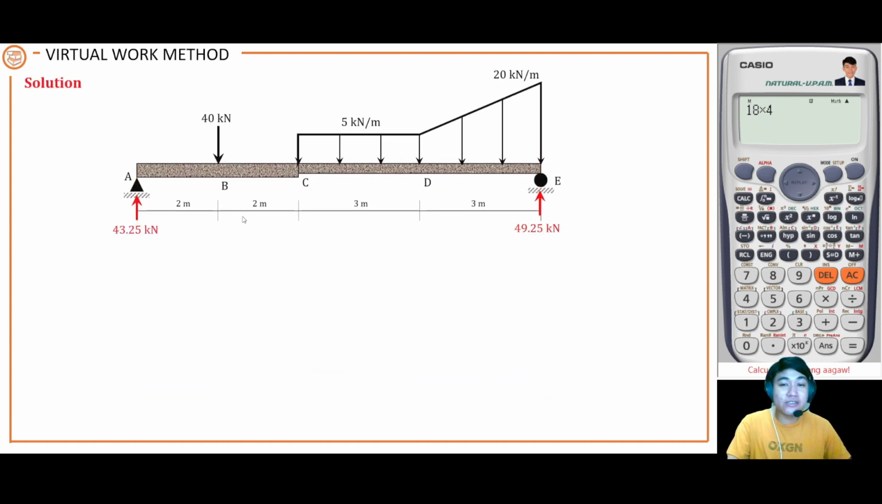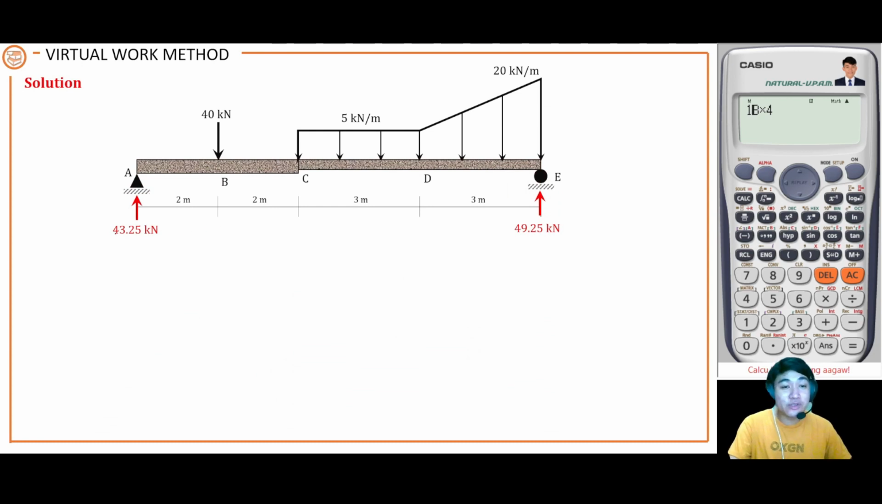We're just going to follow the steps provided earlier. But before that, of course, you have to solve the reactions at the supports. That's the first thing to do. Always solve the reactions at the supports.